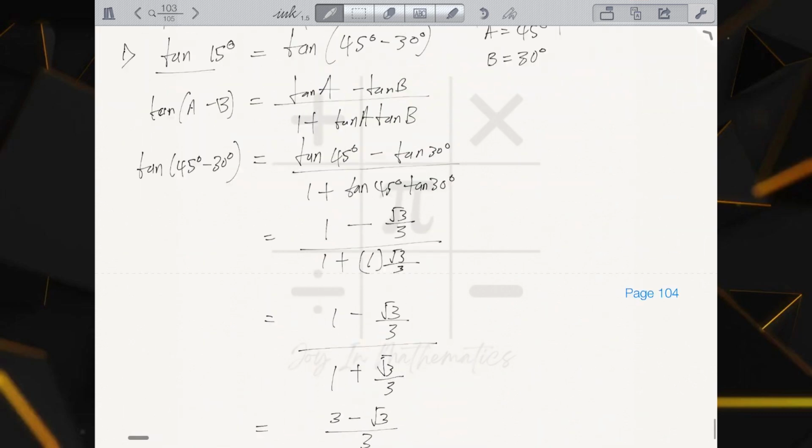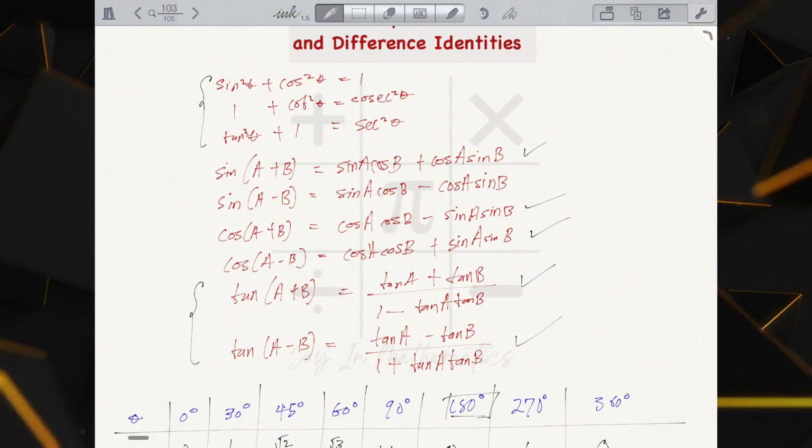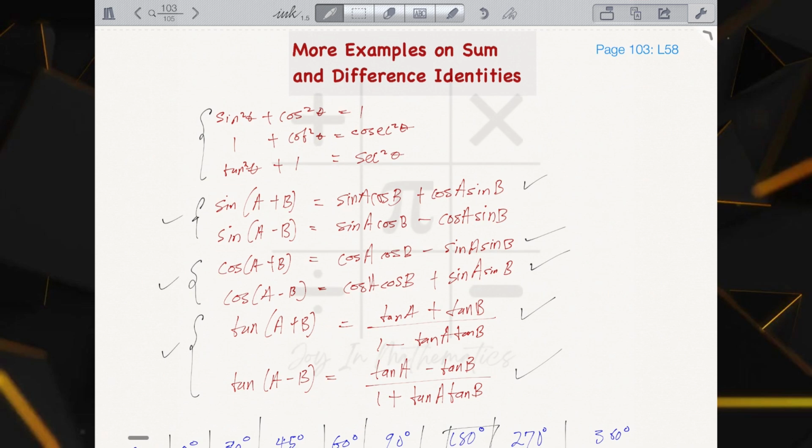Now we have applied all of this: sine, cosine, and tangent. Now let's take an exercise for us to establish understanding of the sum and difference identities.